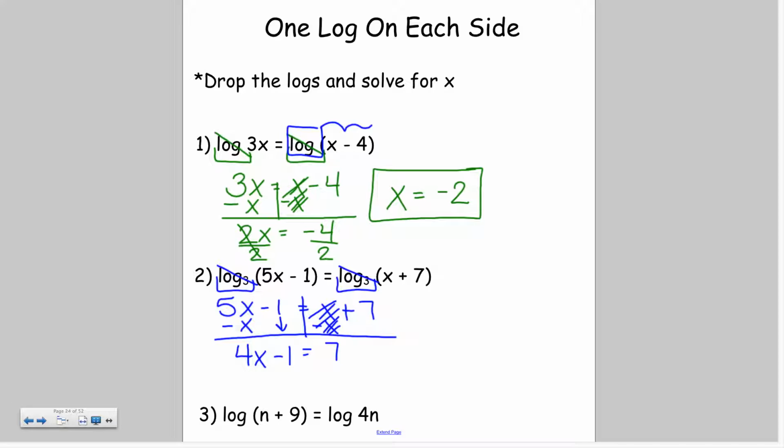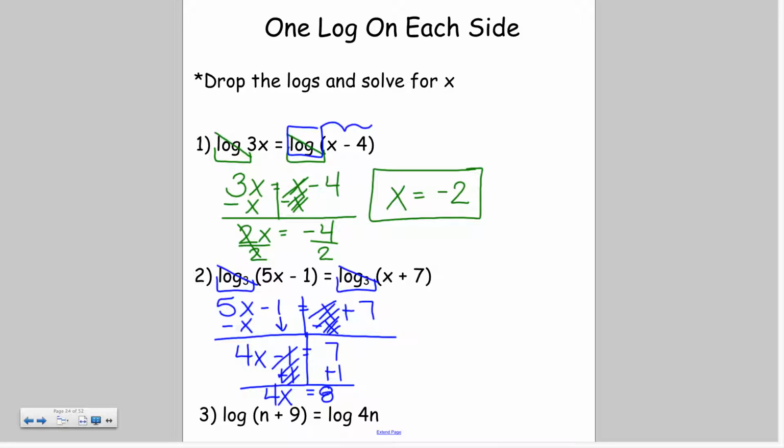All right. So now x is still not by itself. So we need to move that 1 because we want to get x on one side by itself. So we're going to add 1 to both sides because we're having to perform the opposite operation. So bring the 4x down. Negative 1 plus 1 gives us 0. And 7 plus 1 is 8.